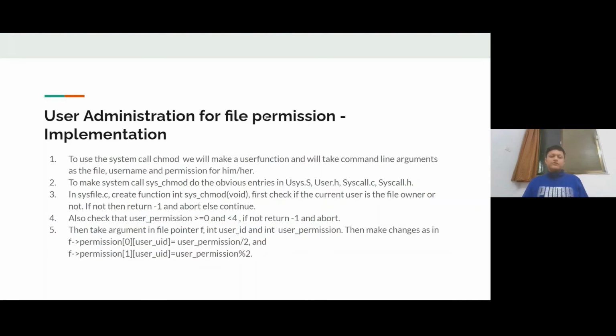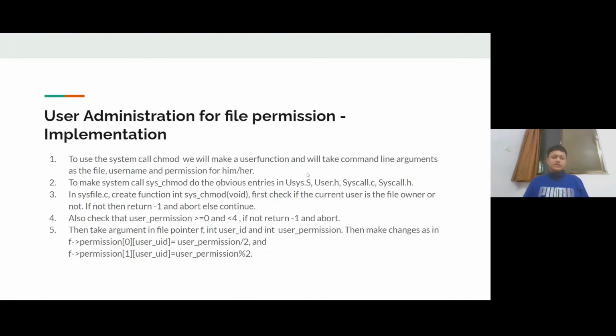User administration for file permission implementation. To make use of the system call chmod, we will create a user function which will call this system call chmod and can take command line arguments: the file whose permissions are going to be changed, the username of the user whose permission are going to be changed, and the new permissions for him or her. To make the system call chmod, do the obvious entries in usys.S, user.h, syscall.c, syscall.h.